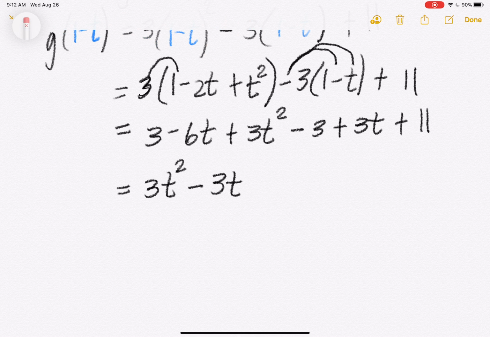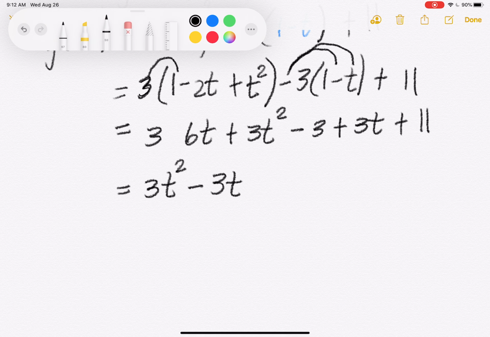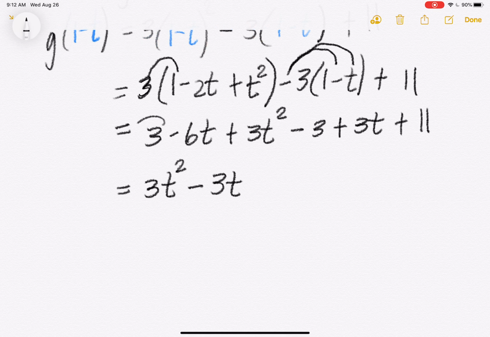And then we're left with 3. Oops, sorry, I went to eraser. We're left with a 3 and a negative 3 and an 11. So the 3 and the negative 3 cancel to just leave me with positive 11.